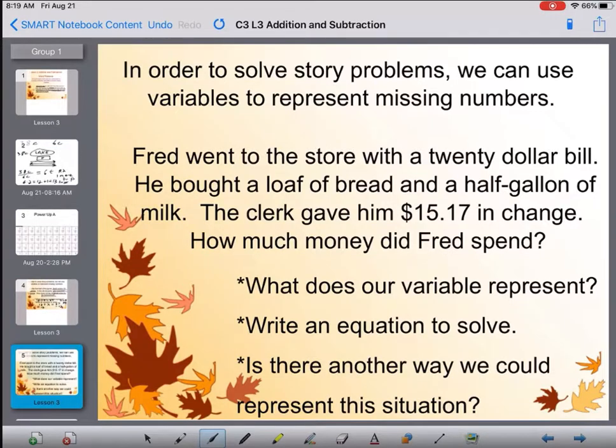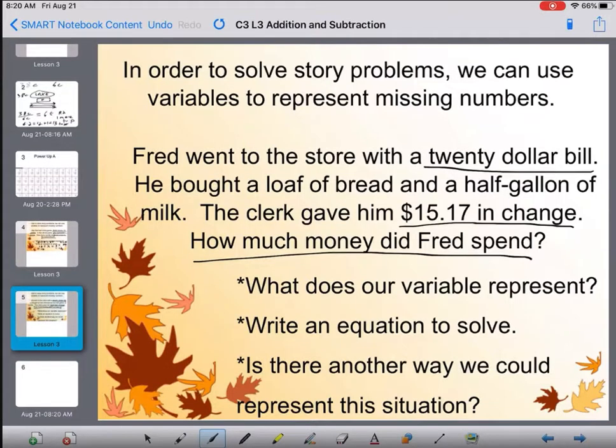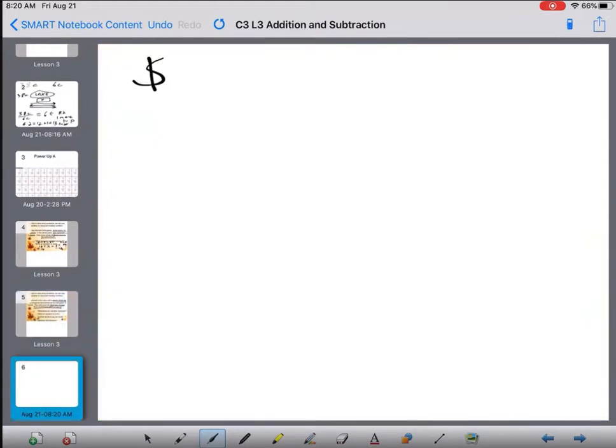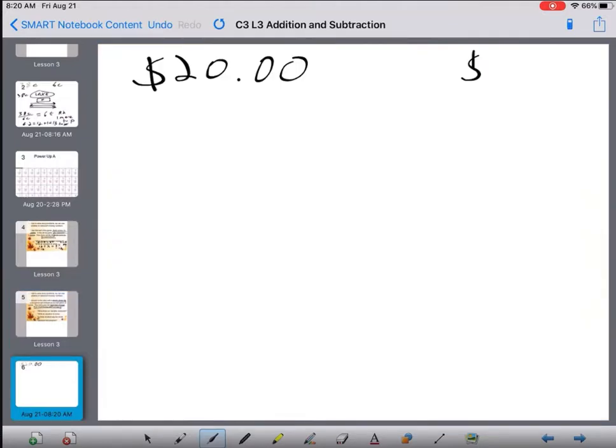All right, so we can use variables to represent missing numbers. Still looking at this: Fred went to the store with a $20 bill. He bought a loaf of bread and a half gallon of milk. The clerk gave him $15.17 in change. So how much money did Fred spend if he got $15.17 back? I'm going to write some information down on a new page. So he had $20, and then the change was $15.17.